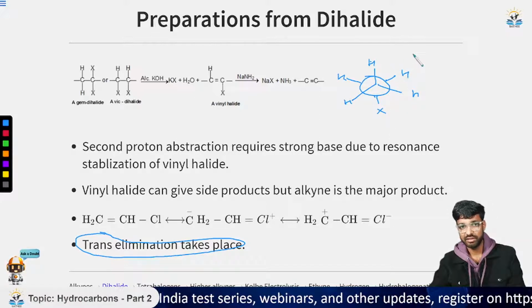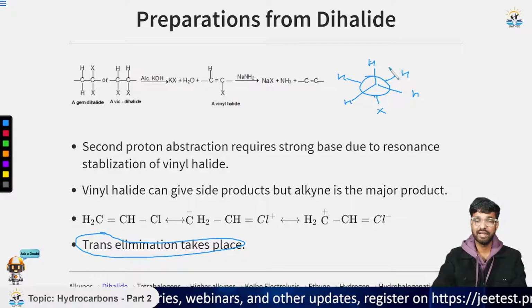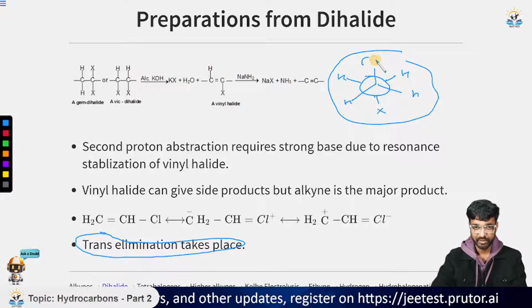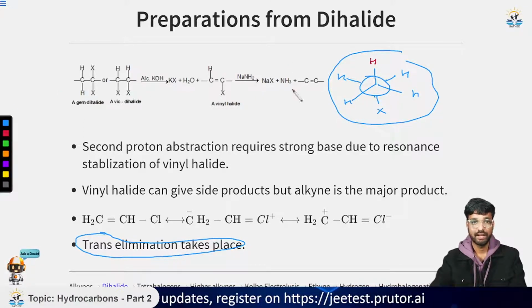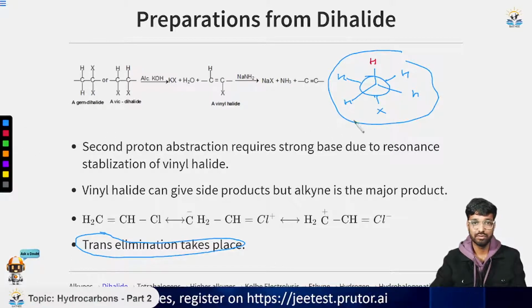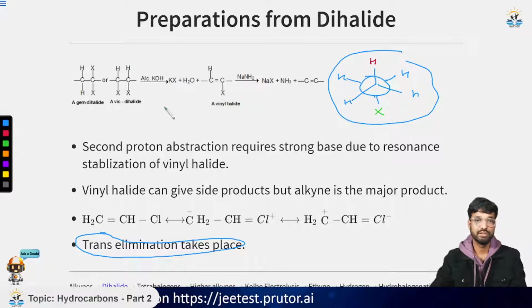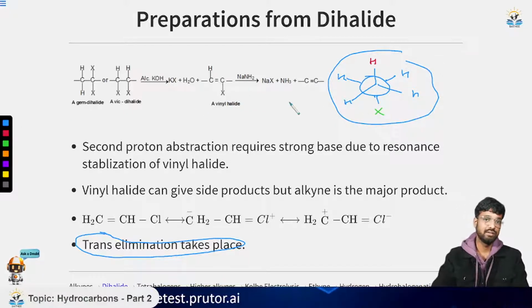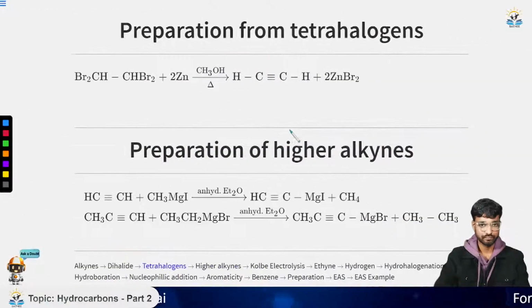Then only this proton abstraction can take place. So whichever alkene or alkyne we are taking, they orient themselves in this fashion, so that the proton that is to be abstracted and the halogen that is to be left out should be trans to each other. Then and only then will this reaction take place, and we will get our required product. So it is a kind of anti-periplanar mechanism.